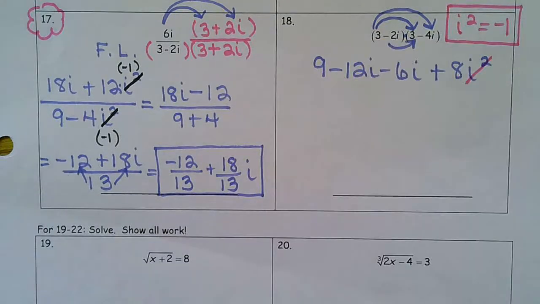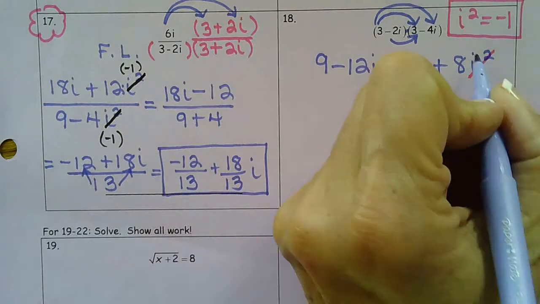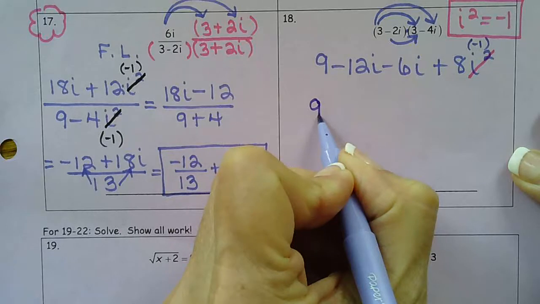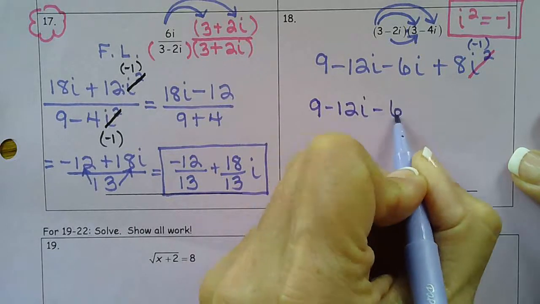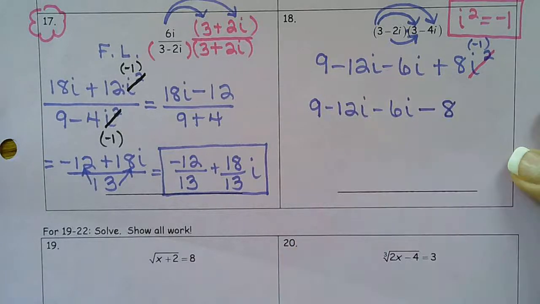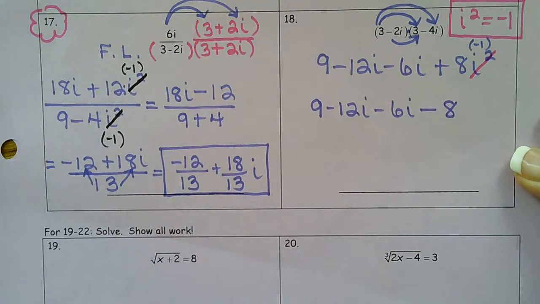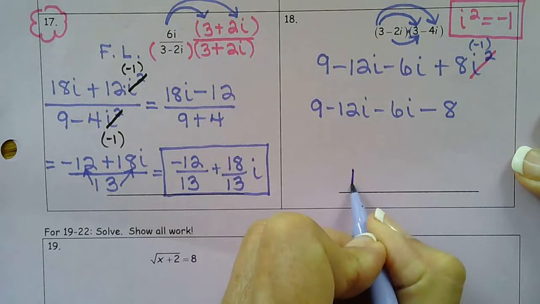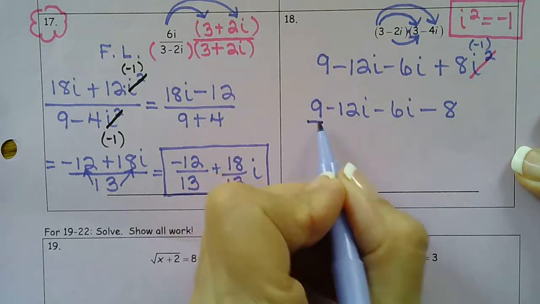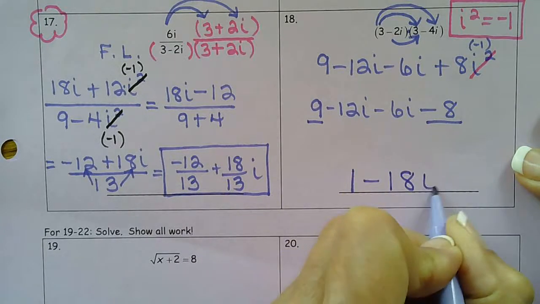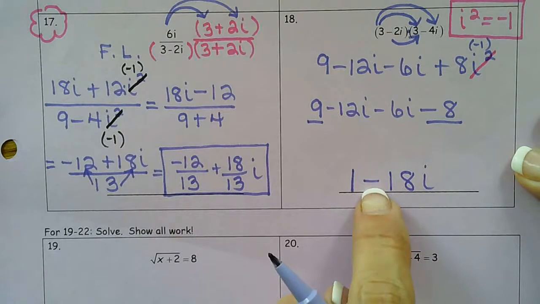So we need to replace that with negative 1. And now our new problem is going to be 9 minus 12i minus 6i. Positive 8 times negative 1 is negative 8. Now we're ready to write our final answer. And remember, it does have to be in standard form. So 9 minus 8 is 1. Negative 12i and negative 6i, negative 18i. So notice it is in a plus bi form.